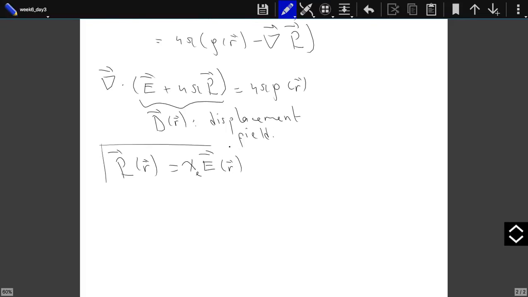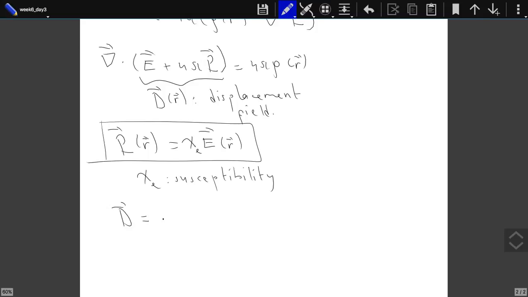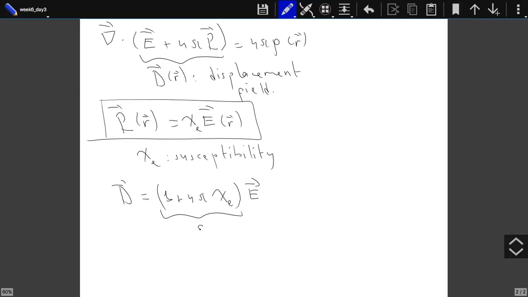So this is, in a sense, the first approximation, where chi E is called the susceptibility. It basically measures how susceptible the matter is to polarization. And then this D field just becomes 1 plus 4 pi times the susceptibility, times the electric field. The displacement field is also now proportional to the electric field. And this proportionality constant is called the permittivity. Basically, it measures how much electric field the material permits to be in it.